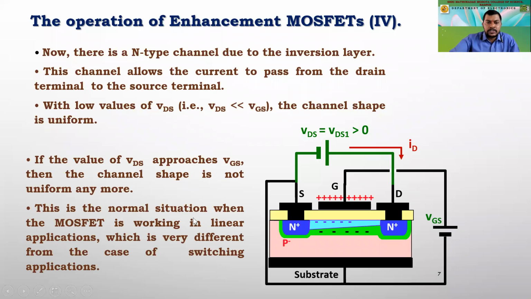And this is the normal situation when the MOSFET is working in linear applications, which is very different from the case of switching applications of a transistor, right? So if you are able to see, the ID current starts flowing through that due to this channel of N-type. This is the simple basic concept of the enhancement MOSFET.